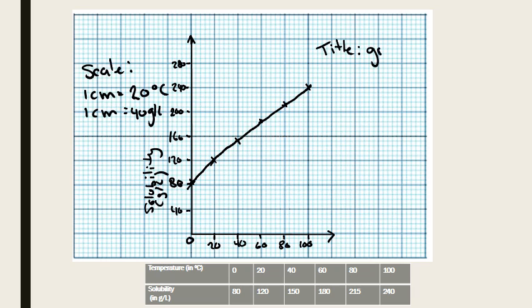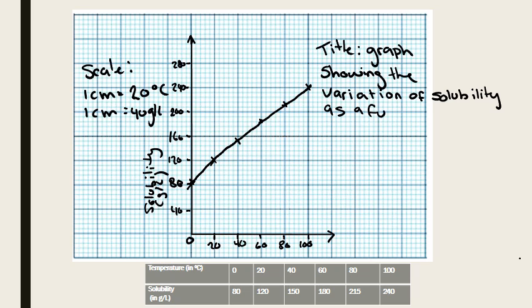And we have to do a title. Graph showing the variation of solubility as a function of temperature. Remember, we also have to label this axis. This is temperature, degrees Celsius.